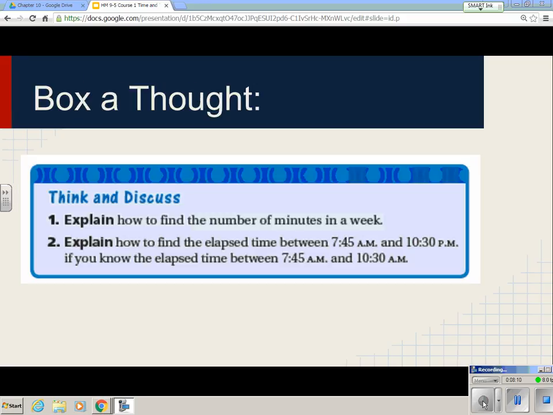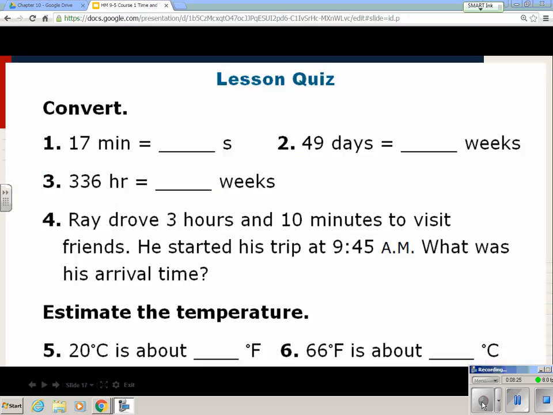Okay, now we have our box of thought, and I want you to put your thinking caps on and write at least a full sentence explaining how to do these, and then you bring it up with your quiz. And finally, we have our quiz. Just do all this, bring it up to Mr. Singer, along with your bat, and you'll be all good.